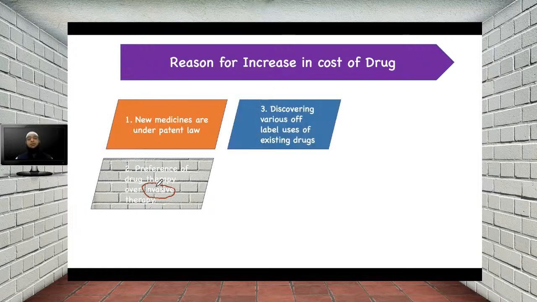The third reason is the discovery of various off-label uses of existing drugs. Now, if you see in the case of COVID-19, most of the drugs are not new drugs. These are repurposed drugs. What do you mean by repurposed drug?